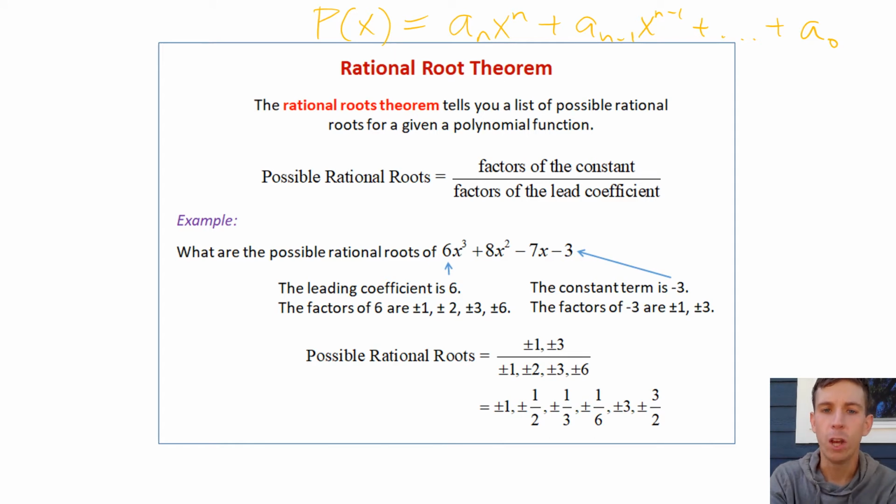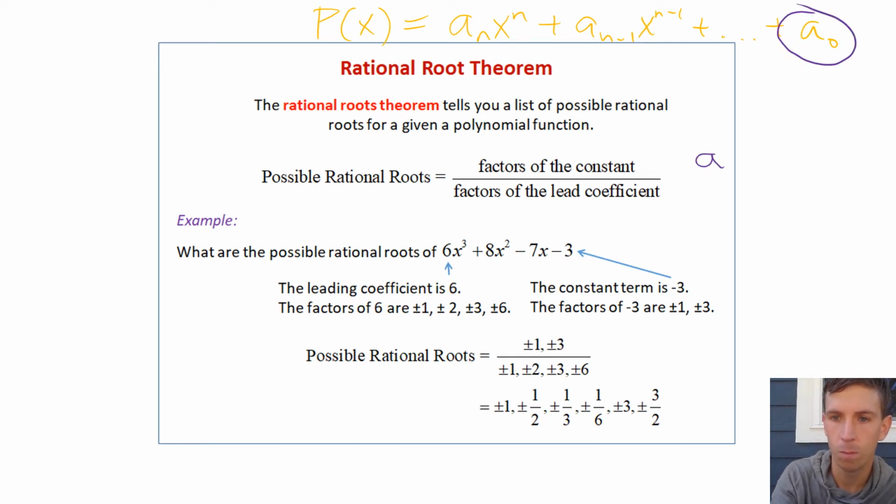Okay, you can generate a list of all the possible roots by taking the factors of the constant term, and the constant term is just your last term over here, the constant, no variable on it, and dividing by the factors of the leading coefficient, which is just the coefficient on your highest degree term. All right, so really, it's the factors of that constant term over the factors of the coefficient.